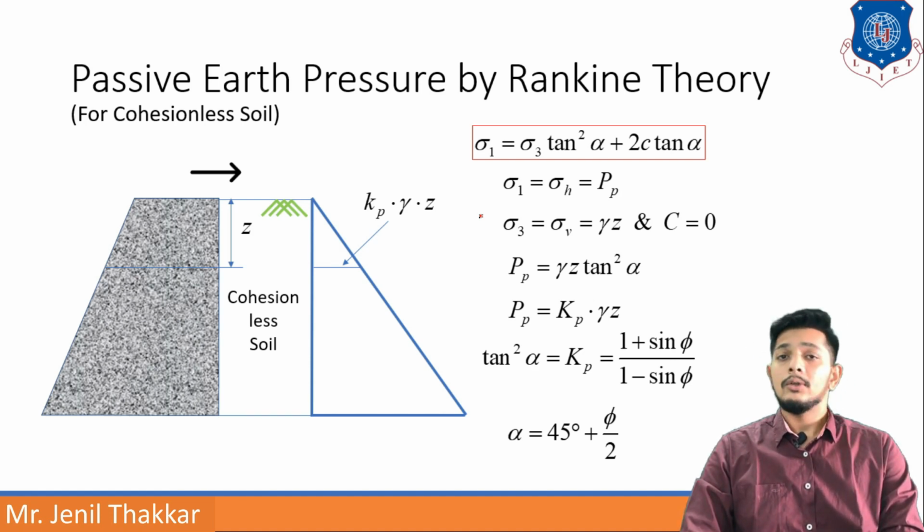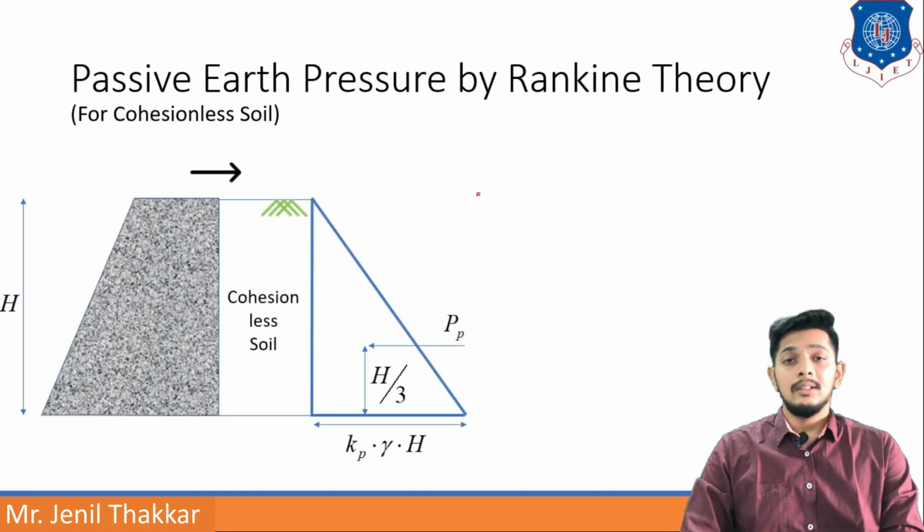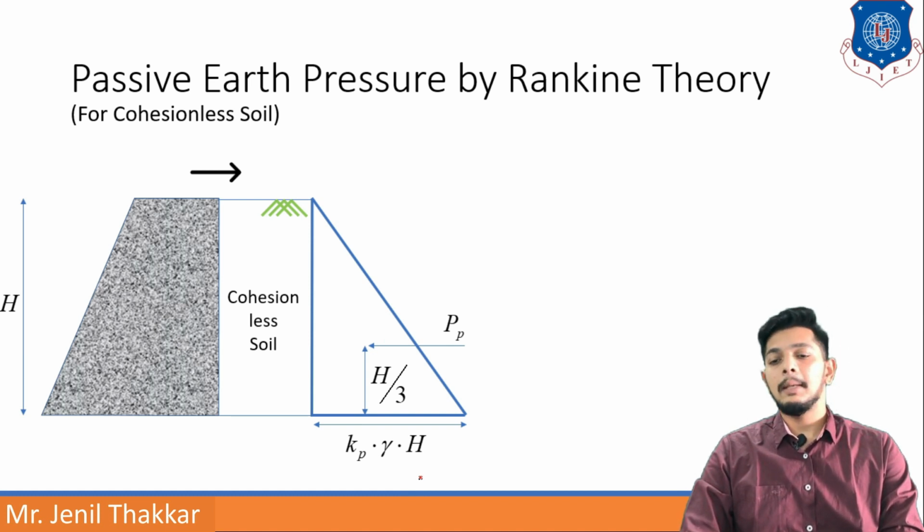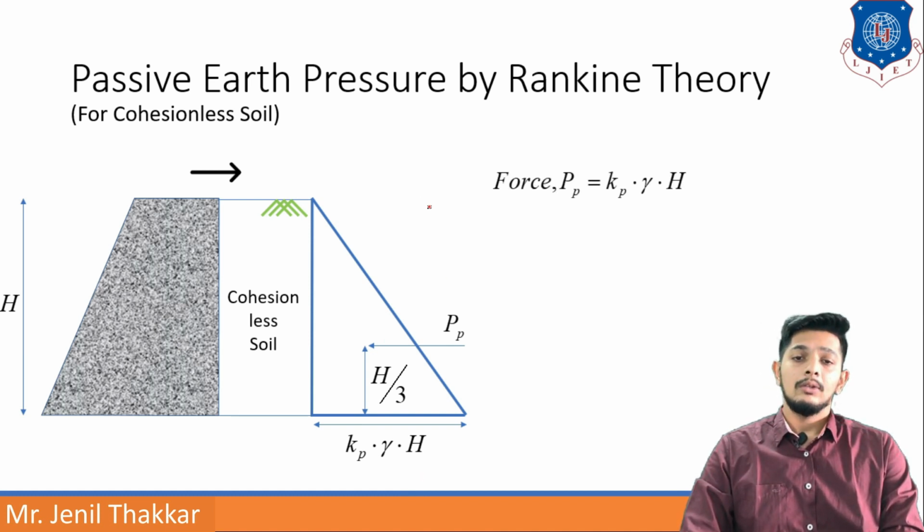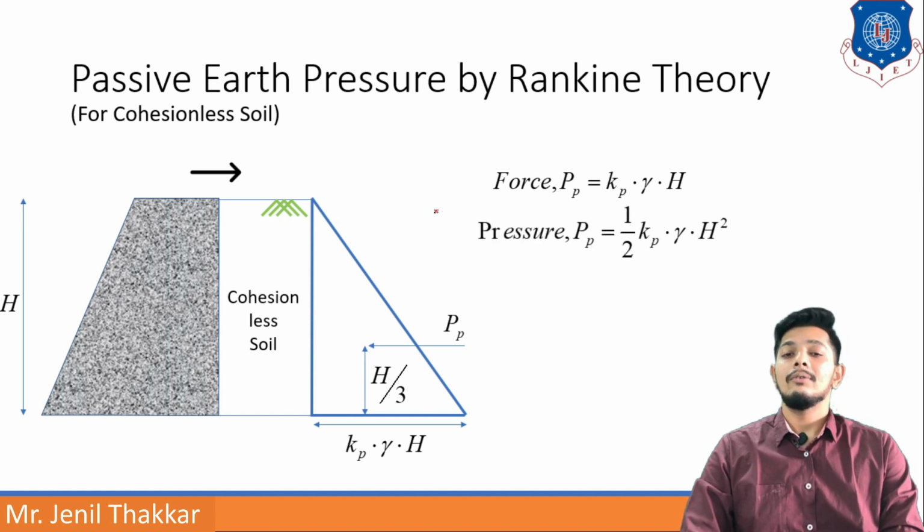Moving forward to this case, here we can say Pp pressure force will act at h by 3 height as the CG of the triangle of pressure diagram, and pressure at the base will be Kp into gamma into h. So if we want to find out pressure force, we can say Pp pressure force will be 1 half Kp into gamma into h square. This is pressure force and this is pressure.